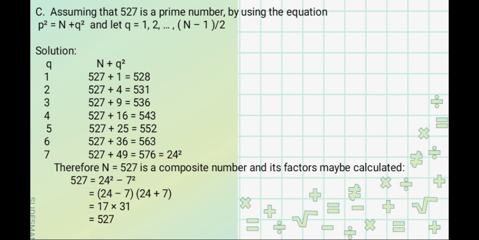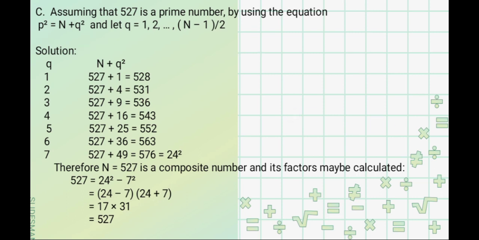Again, 531 is not a perfect square, until we find a perfect square, and we end up with q equal to 7. Okay, so substitute: 527 plus 7 squared, or 49. So 527 plus 49 is equal to 576. Since we know that 576 is a perfect square, we stop there.